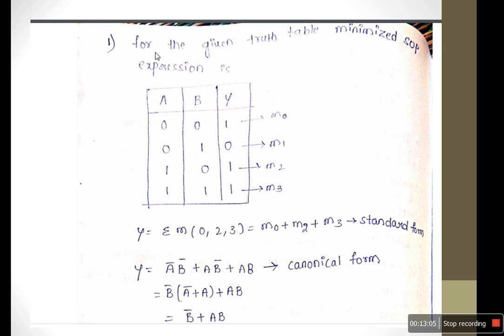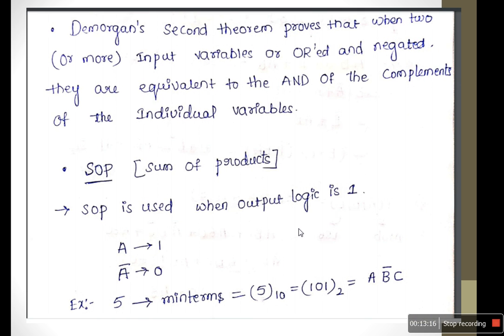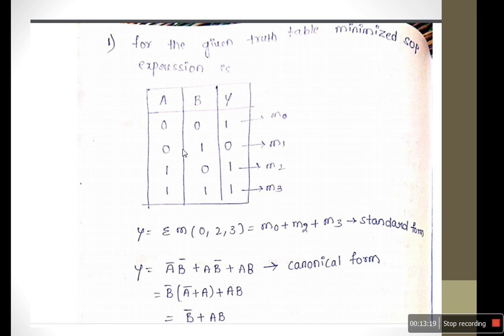So for example, they are given the truth table and they are asked to find out the output SOP expression. So here the SOP is used when the output logic is 1. In the truth table they are given the two variables. For two variables you are having the 4 combinations because 2 power 2 equal to 4. So they are given the truth table like this: 0 0 and the output is 1, 0 1 and the output is 0, 1 0 and the output is 1, 1 1 and the output is 1. So here the SOP is calculated whenever the output is 1. So wherever you are having the output 1, just you consider those terms only.